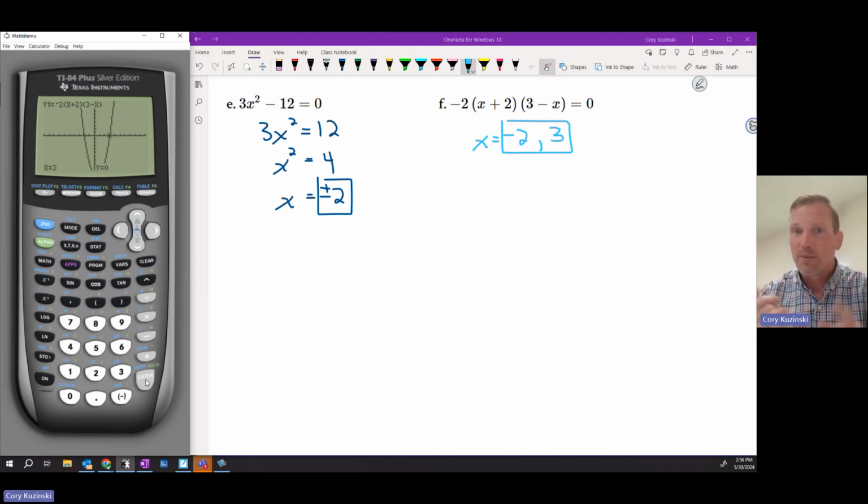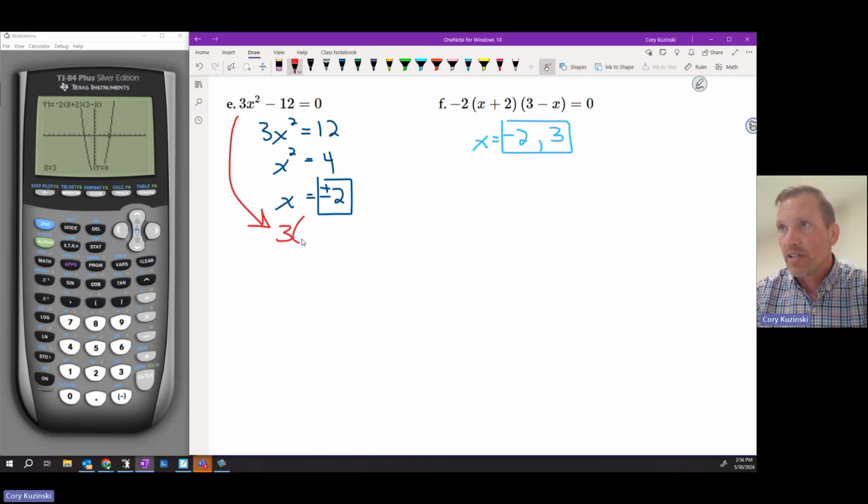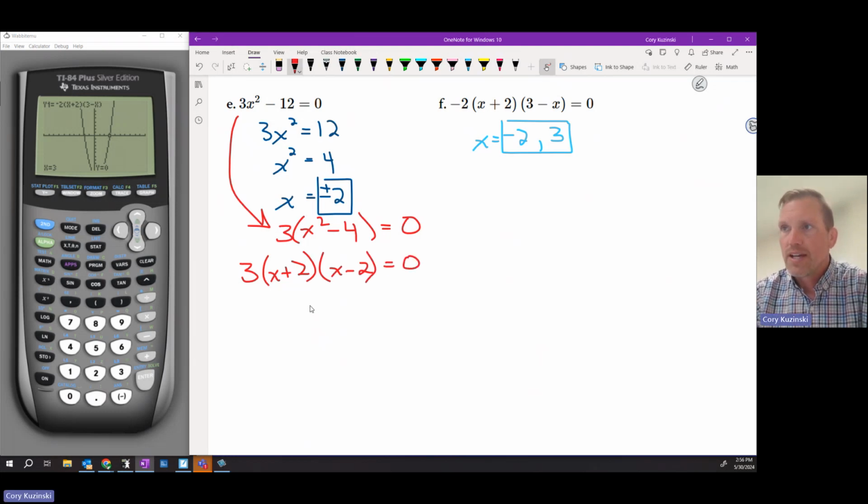Man, I used like every method. We used graphing. We used the zero product property. We didn't use any factoring. Oh, I'll tell you what, I'll use factoring right here. Got you. 3 times (x squared minus 4) equals 0, right? And then I can factor that x squared minus 4. That's (x plus 2) times (x minus 2) equals 0. And then I can use the zero product property, and it's positive or negative 2. There you go. I used some factoring.